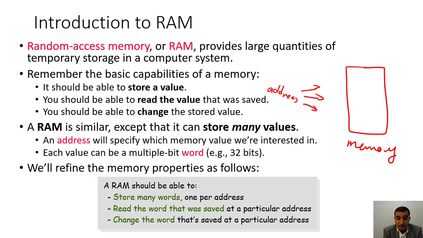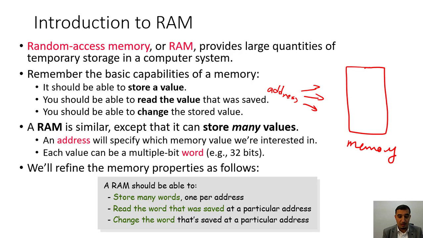Now the size of RAM is a little bit different. Nowadays you can have RAM inside your computer system at 12 gigabytes, 16 gigabytes, 32 gigabytes, depending on how much you are willing to spend on your RAM. An address will specify which memory value you're interested in. Each value can be multiple bits or a word, for example 32 bits or whatever, depending on how you are going to access your RAM.